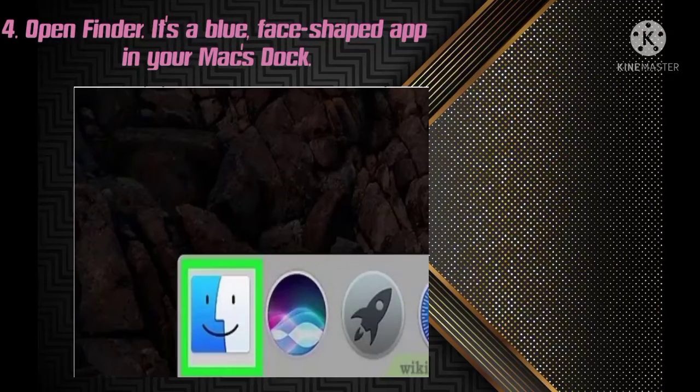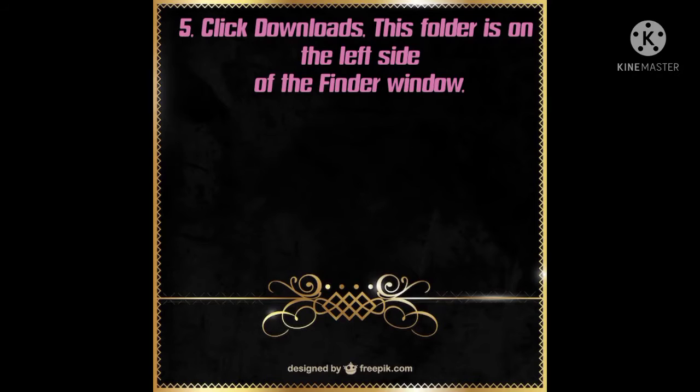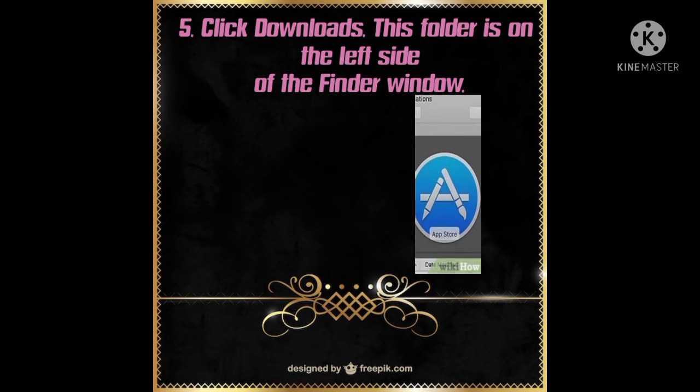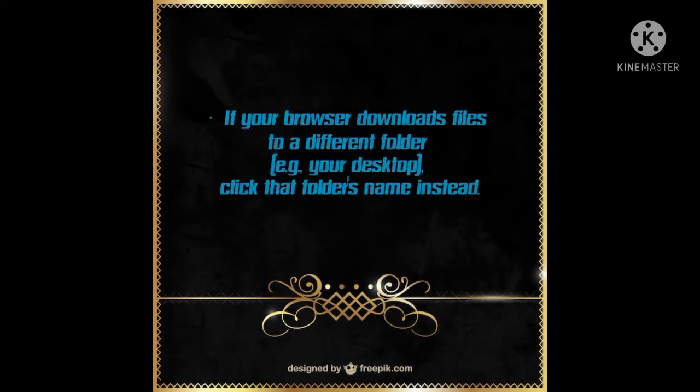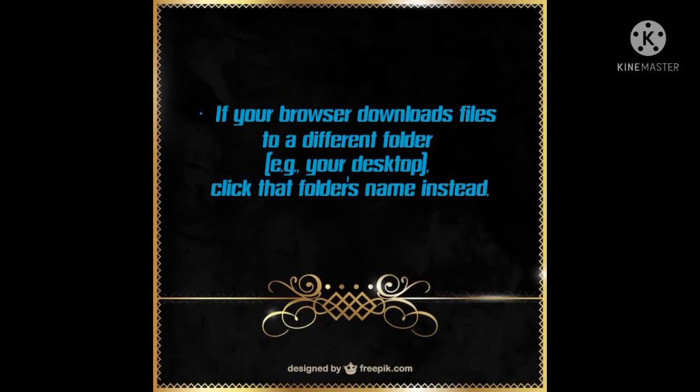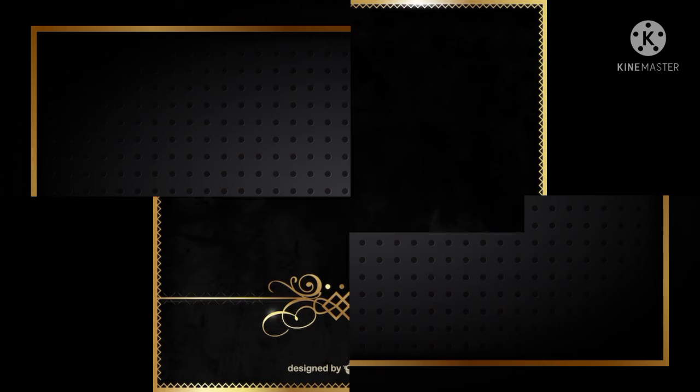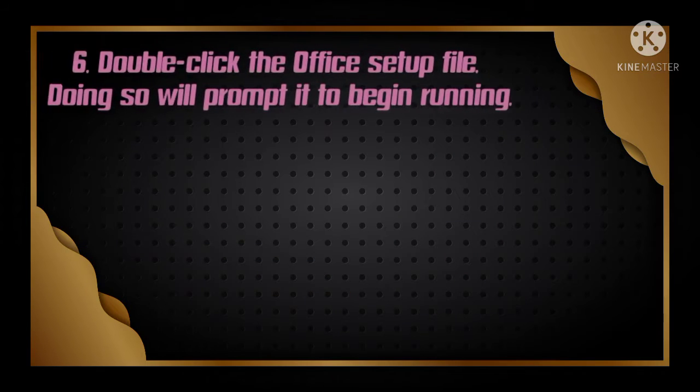Another step, open Finder. It's a blue face shape up in your Mac's dock. Another is click downloads. This folder is on the left side of the Finder window. You can see the picture. If your browser downloads files to a different folder, example your desktop, click that folder's name instead.